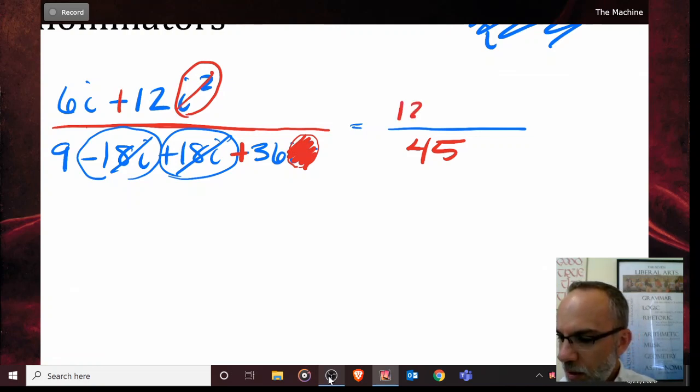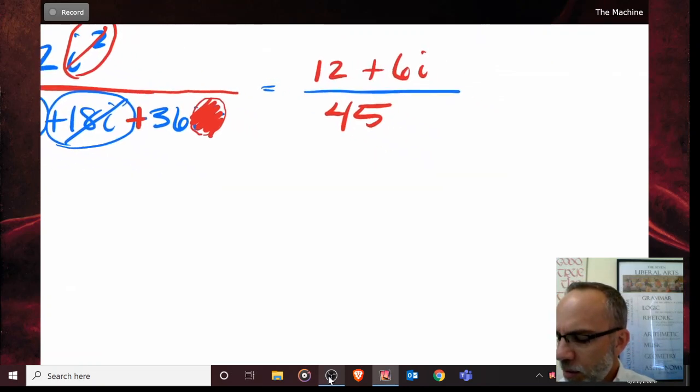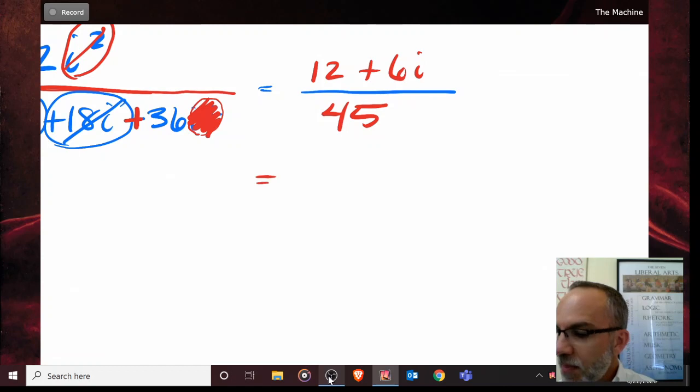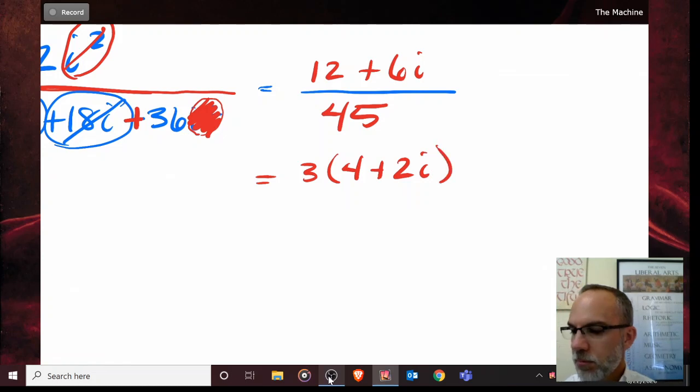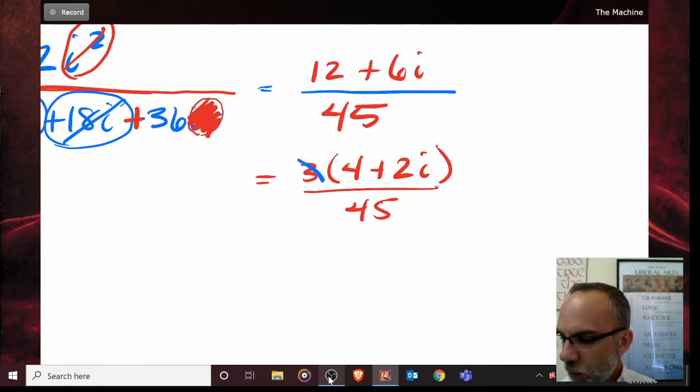So this is going to be 12 plus 6i. Does anything cancel out on that? Maybe now, since I've kind of got it going, I can read. I think a 3 can factor out. You think? You factor a 3 out of that. That becomes 4 plus 2i on top, right? Divided by 45. And yeah, okay. A 3 can cancel with a 45, leaving me a 15. So here's my intermediate answer: 4 plus 2i all over 15.